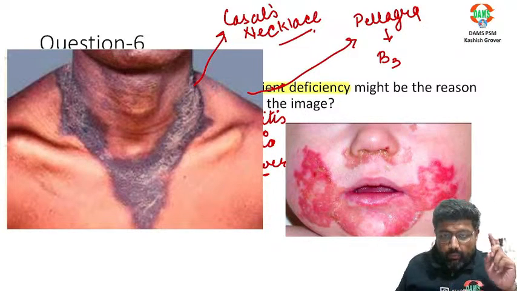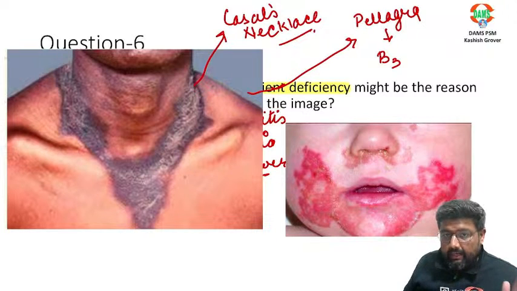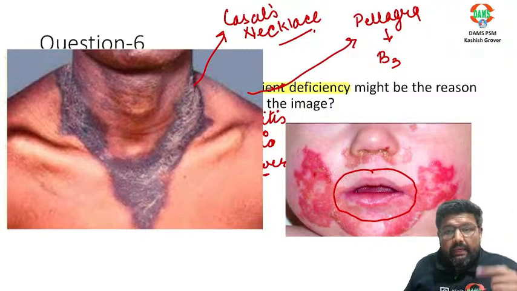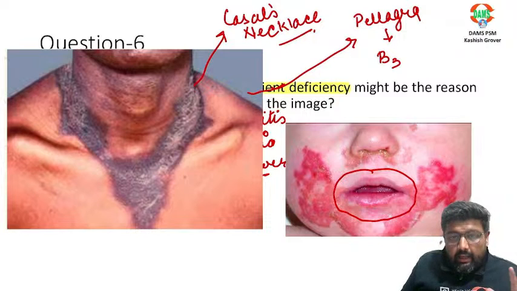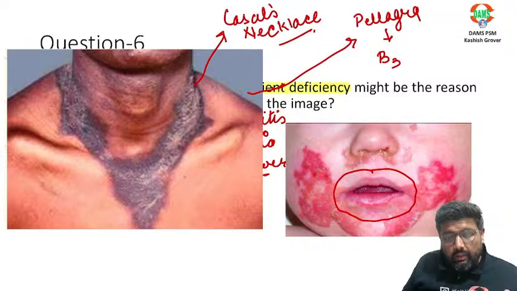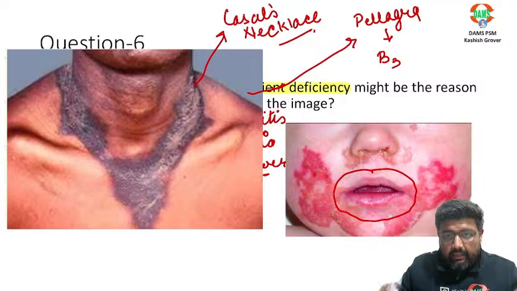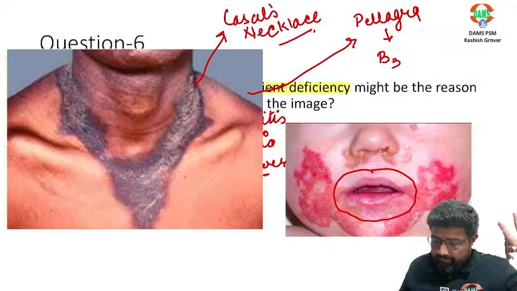Okay guys, one point I want to tell you. The zinc deficiency dermatitis is periorificial, right? Around the mouth, or around the anal and genital areas, there might be a rash. So these two rashes in PSM, right?